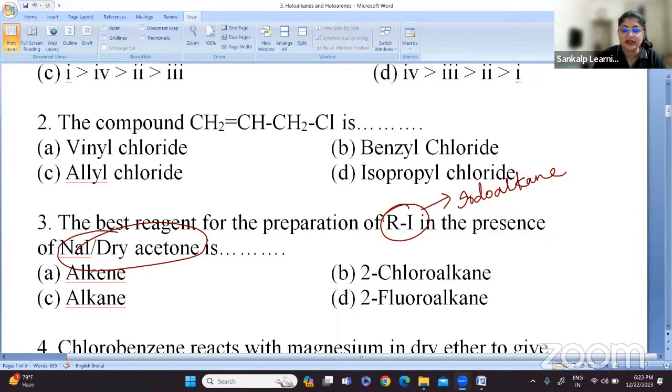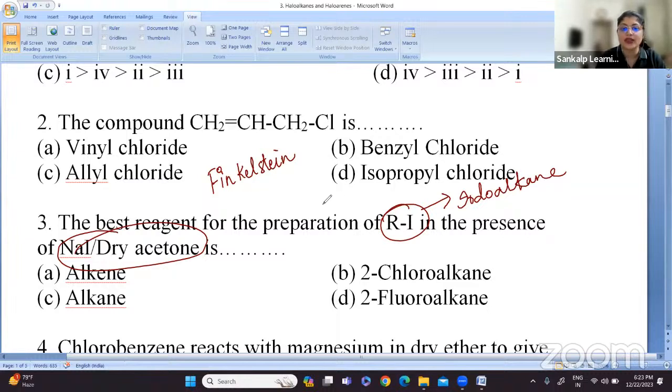It is Finkelstein reaction. Okay, so this is a name reaction, very important name reaction. Please mark this as very important. Finkelstein reaction. So this can be a question for 2 marks. Explain Finkelstein reaction with an example. Please note this down. Explain Finkelstein reaction with an example. Okay. So what is Finkelstein reaction?